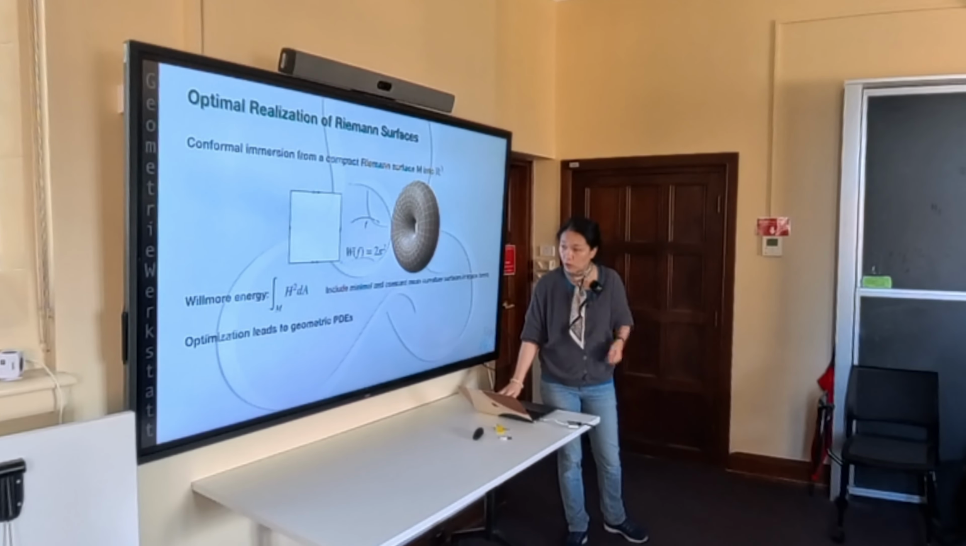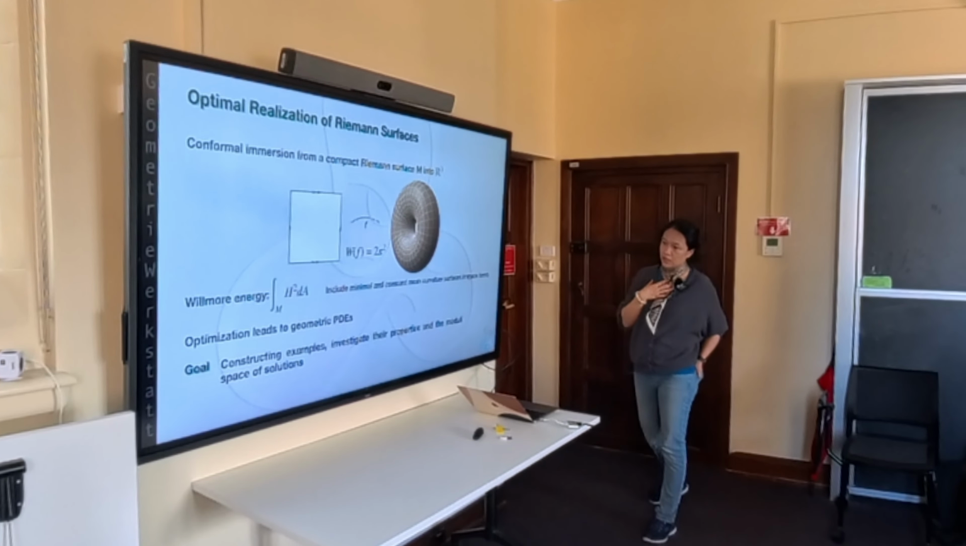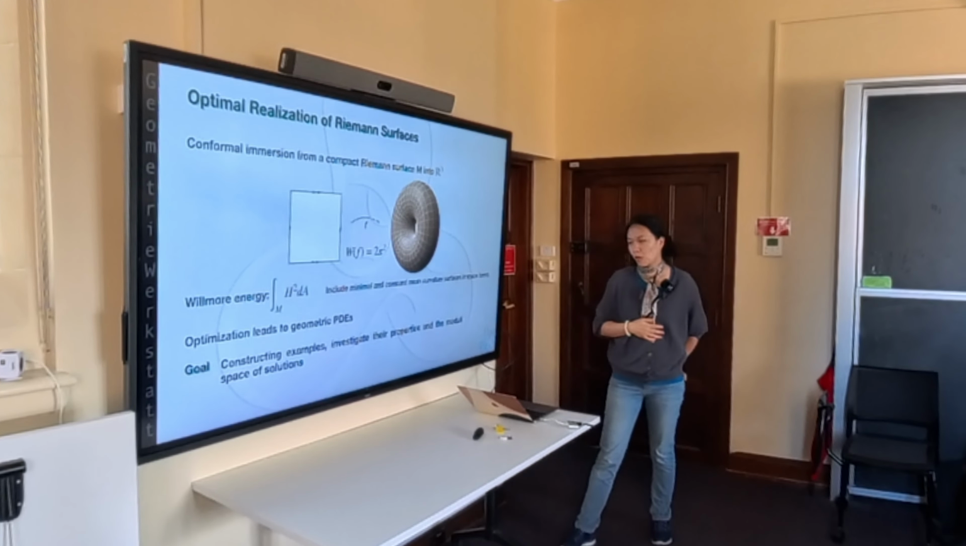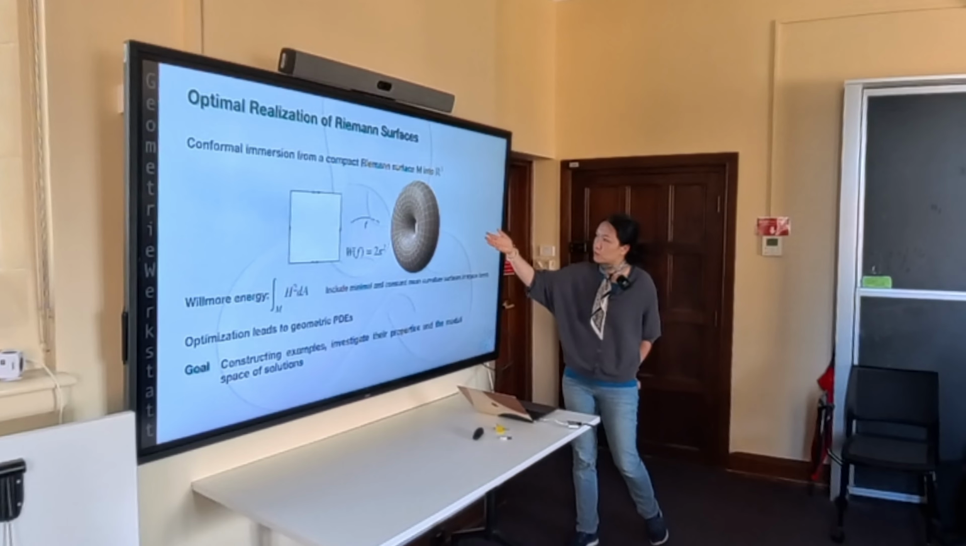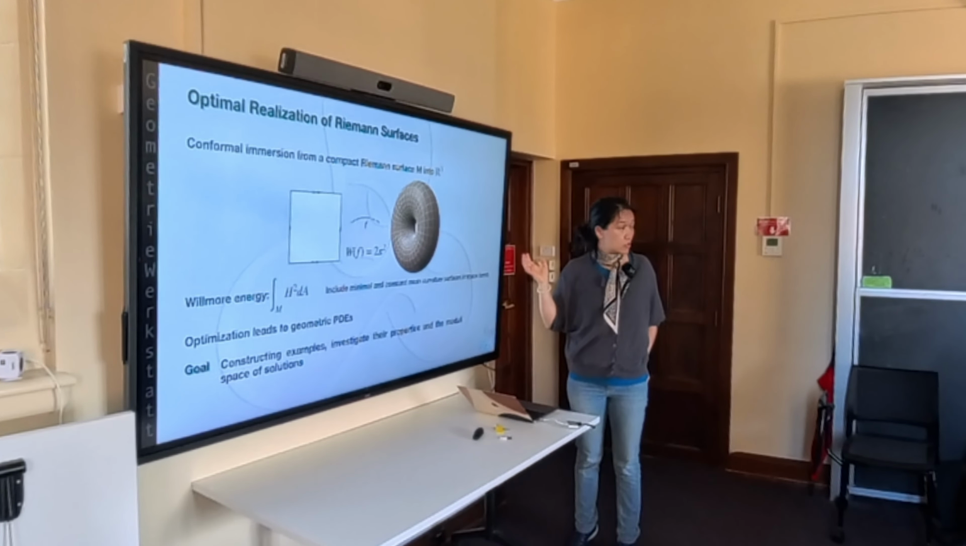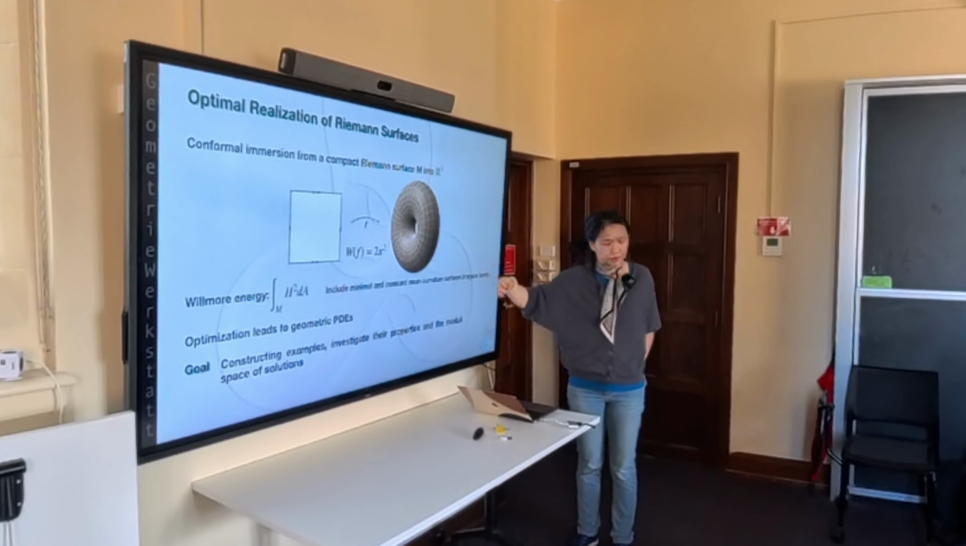So we want to optimize such kind of geometric PDEs, okay? And the goal in my study is to find examples, like the Clifford torus, which is kind of a simple one, investigate the properties, but also just investigate the properties of the moduli space of all these solutions that are compact.